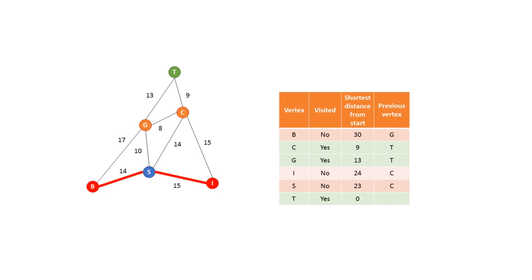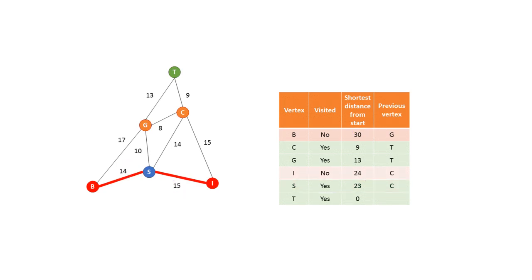The distance between S and B is 14 and the distance from S to the start is 23. So 23 plus 14 is 37. 37 is not less than 30 that we're already storing for B, so we're not going to update that. Now we consider I. The distance between S and I is 15 and the distance from S to the start is 23. So 15 plus 23 is 38. We're currently storing 24 for I and 38 is not less than 24, so we're not going to update the data. And we can consider S now visited.